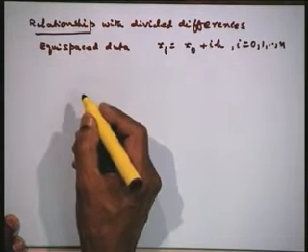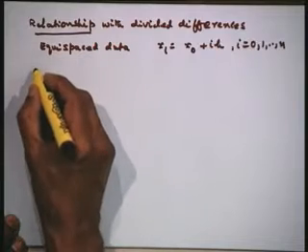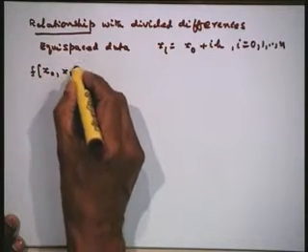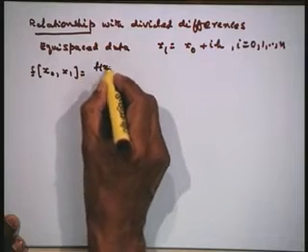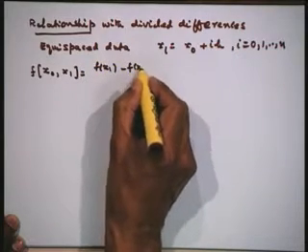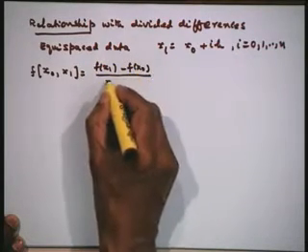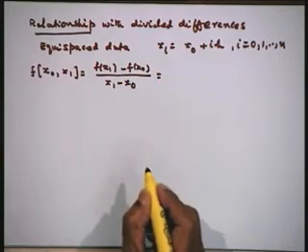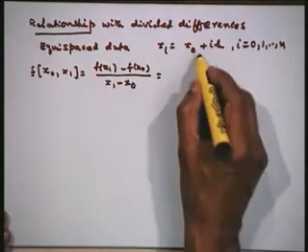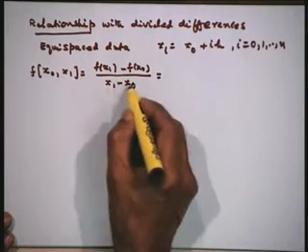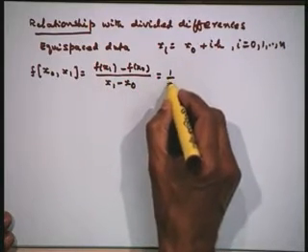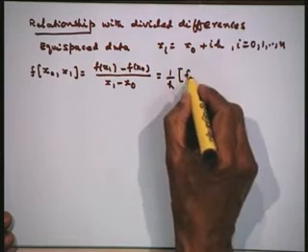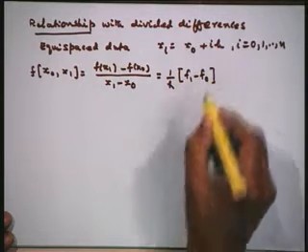Now, let us write down the definition of the divided difference. First divided difference, f of x naught x 1 is equal to f of x 1 minus f at x naught divided by the distance between them, x 1 minus x naught. Now, since this is equispaced data, x 1 minus x naught is h. So, that is step length between the abscissa, and this is f 1 minus f naught.